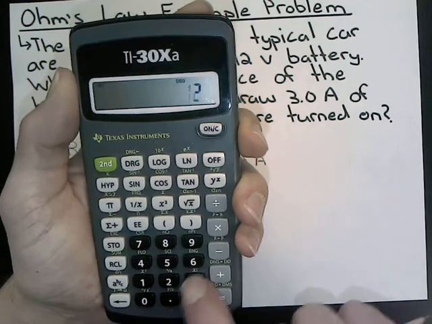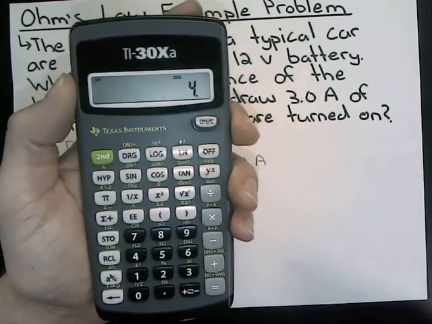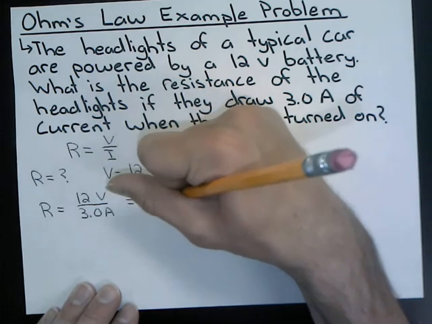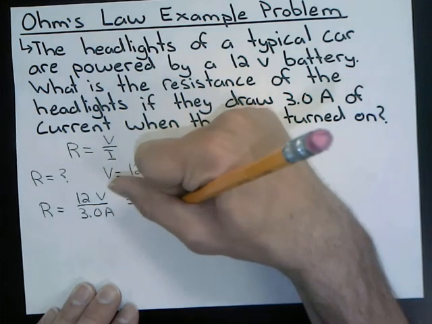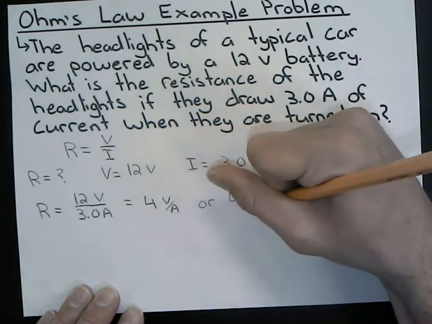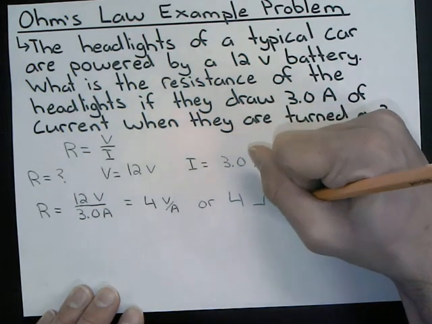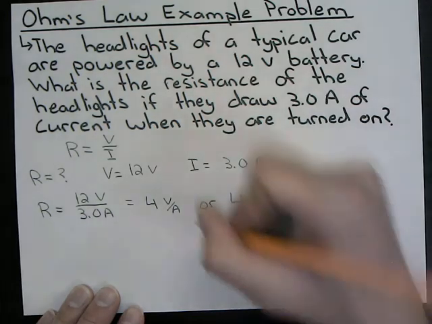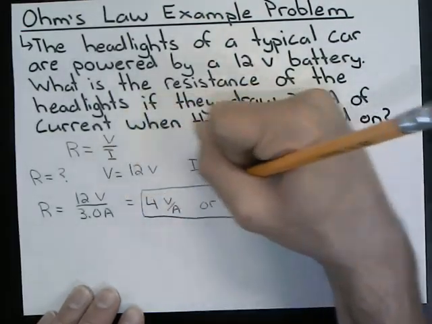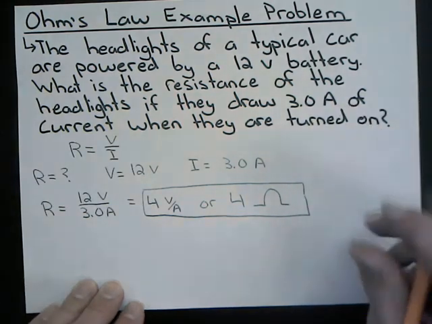And we get a value of 4. Now, this can be expressed in two ways: volts per amp, or ohms, which uses this symbol that looks like a horseshoe. Either way is correct, but we need to make sure we have those units expressed.